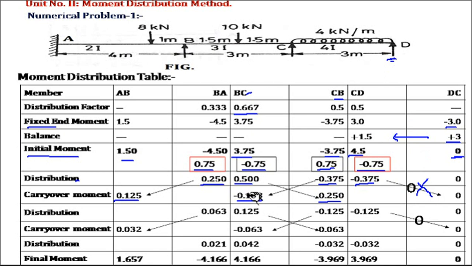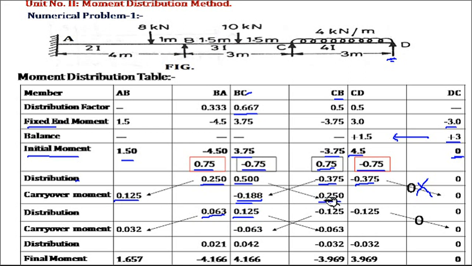Okay, now this moment minus 0.188 is to be distributed in members BA and BC. So here it is minus 0.188, so the correcting moment will be plus 0.188, and the component of correcting moment will be 0.188 multiplied by 0.333. That value comes to be equal to 0.063 for member BA. The correcting moment for member BC will be plus 0.188 multiplied by 0.667, so that value comes to be equal to 0.125.